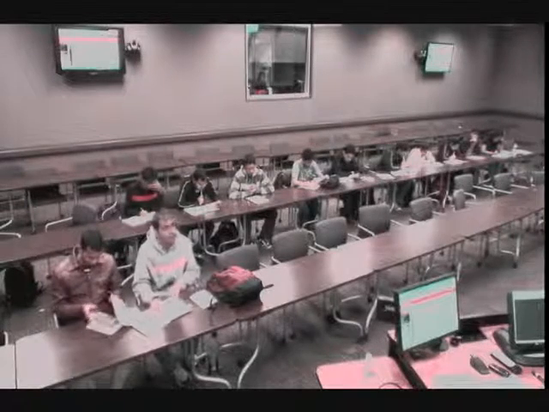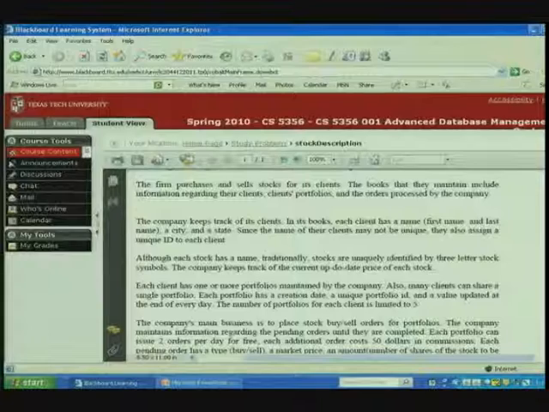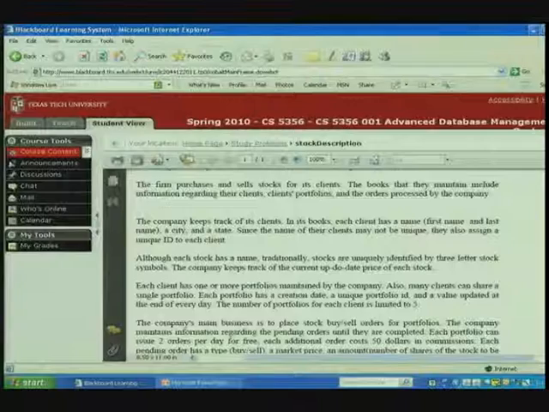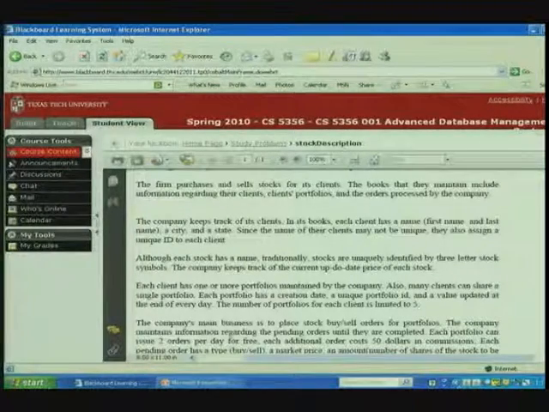Okay, so we have a stock application, and again, what you want to do is develop an ER diagram. This is a firm that purchases and sells stocks for its clients. The books they maintain include information about clients, client portfolios, and some of the orders that they process. We're also going to be using this application during the semester for some of your homework assignments. So this is a way I use of introducing this. Eventually, we'll start with the ER diagram, then we're going to look at the relational design. And then we'll come back and do relational algebra and SQL queries over this same database. So you're going to be seeing this multiple times over the semester.